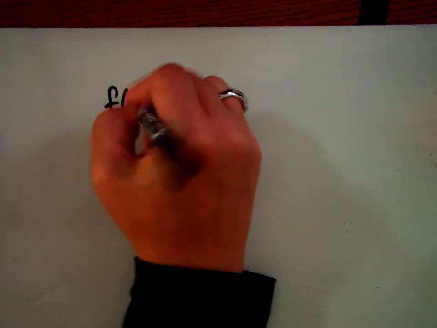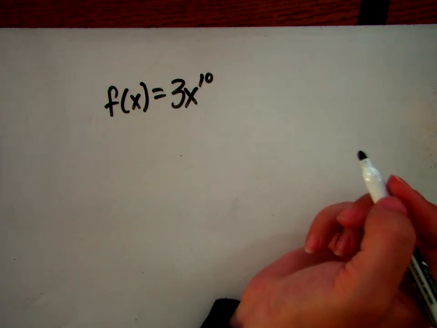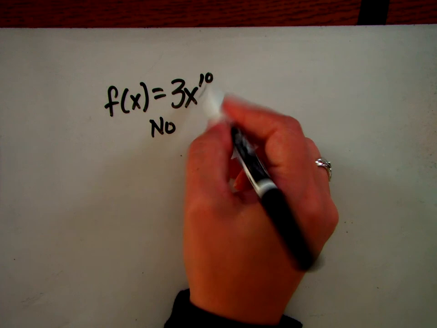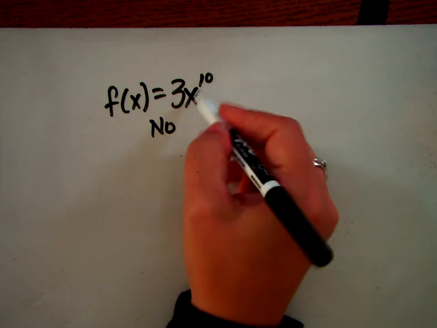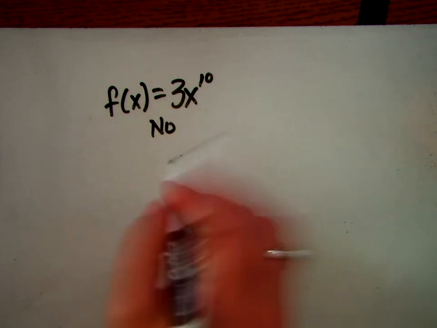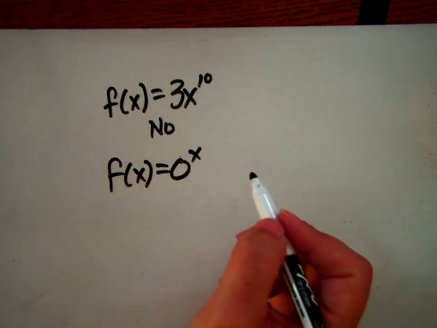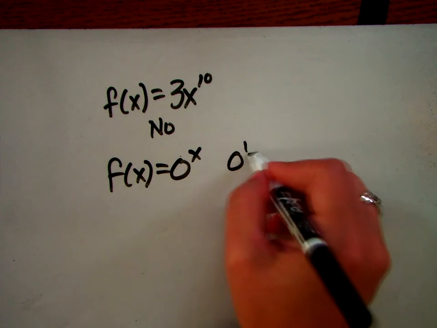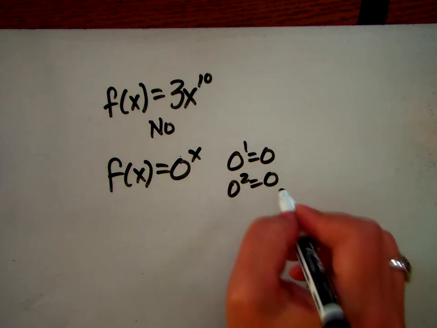Identifying if it's an exponential function. They ask, is this an exponential function? No, because the variable is not the exponent. The variable has to be in the exponent position. For this one, my variable is the exponent, but the base is 0. Remember, 0 to the first is 0, 0 to the second is 0. So no, this is a constant function.